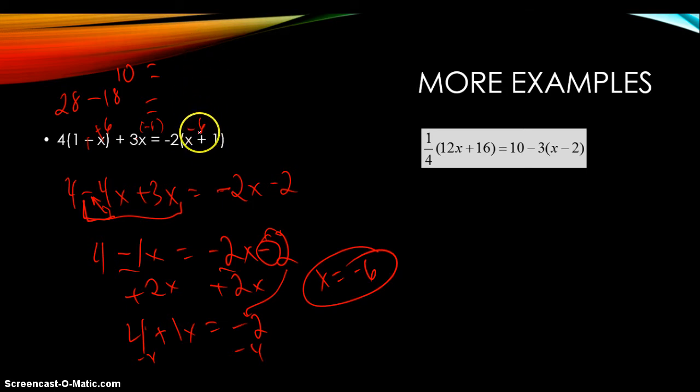So -6 plus 1 is -5. So -2 times -5 is 10. So 10 does equal 10. And this answer of x equals -6 is correct then. There's only one solution for this problem.